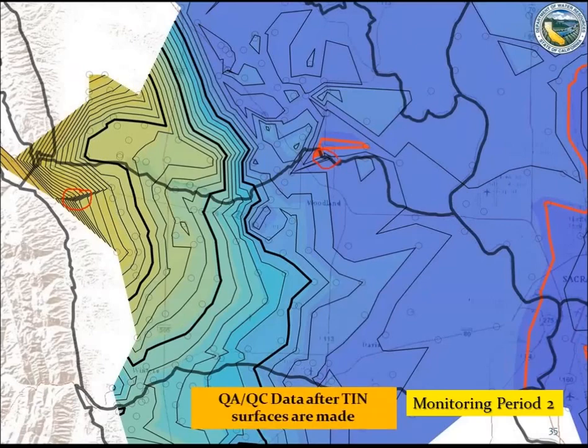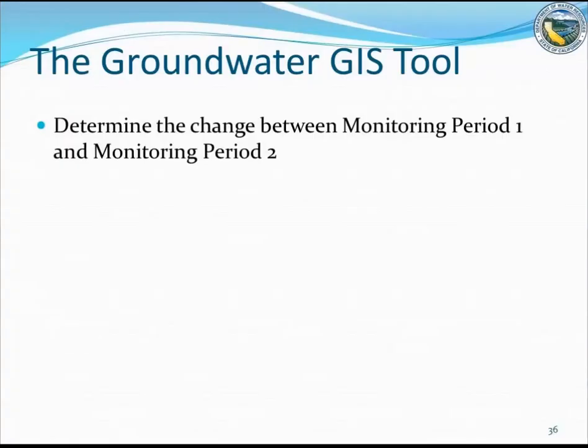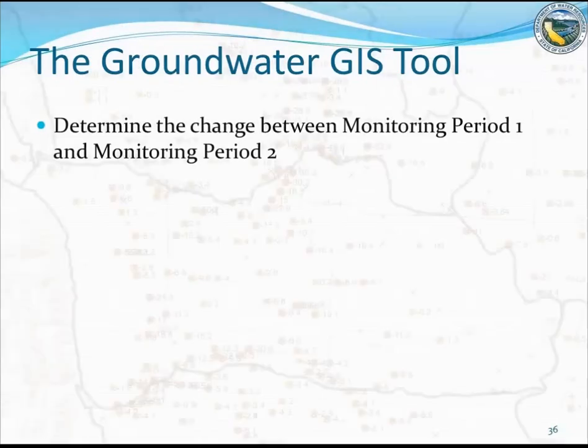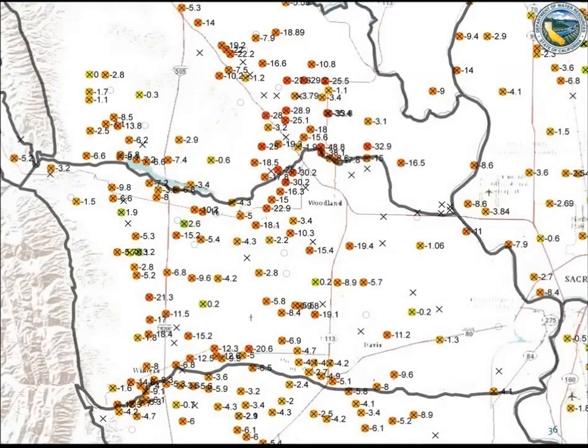So now we have our monitoring period 1 and monitoring period 2, and we've QA/QC'd the point data. So we're going to take a look at the change information between those two periods. This map shows you all the points where we have groundwater level measurements from a well in both monitoring period 1 and monitoring period 2. It also shows you wells that have measurements in just one of those two periods. For example, this X here, the well has a water level measurement in period 1, but not in period 2, and vice versa for the circles.